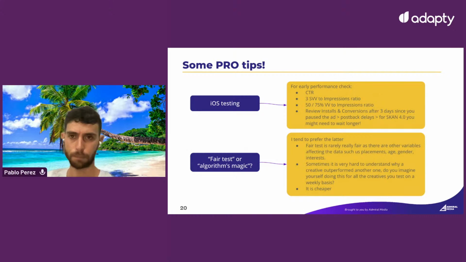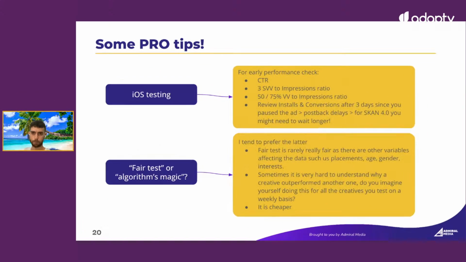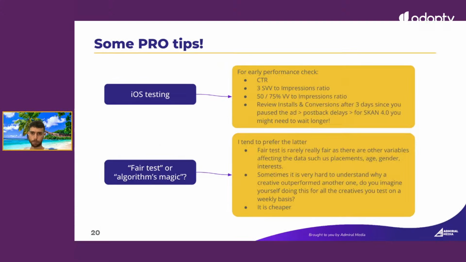And whenever you finish the test, and this is something super important because of SKAN 3.0, which is the current version, the postback delays, you need to wait between 2 or 3 days. After that period, you will get 90-something percent of conversions already reported, right? This might change in SKAN 4.0, which is probably coming very, very soon.